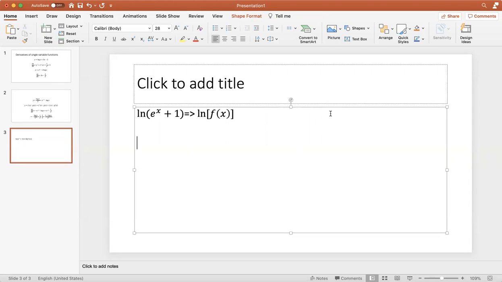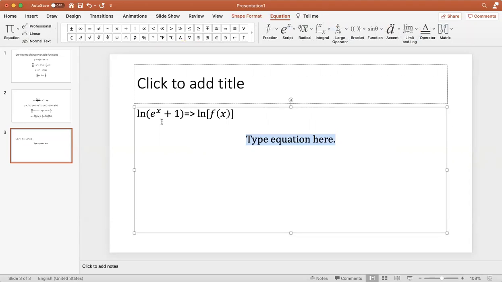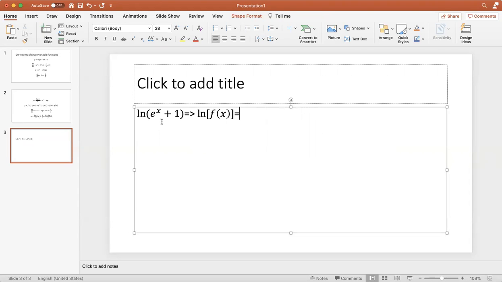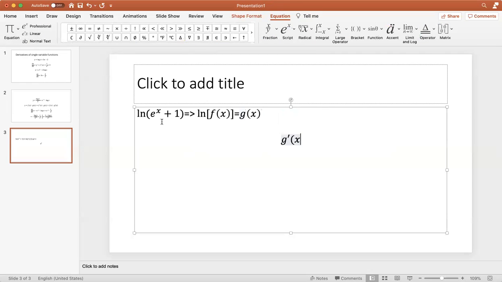So based on our rules of differentiation, if we wanted to get the derivative of this expression, let's denote this as f(x), and let's denote the whole thing as g(x). Now to get the derivative of that composite function g(x), we'll need to apply the chain rule. The chain rule indicates that you take the derivative of the outer function and then the derivative of the inner function. So basically we're getting 1 over f(x), where f(x) is e^x + 1.